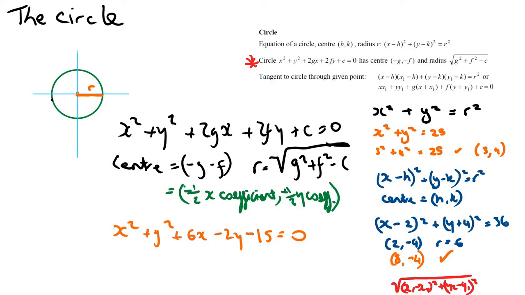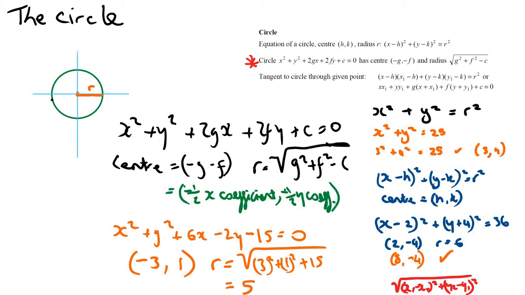Well, the center is going to be minus half the x coefficient, so the center here is going to be minus 3, minus half the y coefficient, which is 1, because minus half of 6 is minus 3, and minus half of 2 is just 1, and the radius is equal to root 3 squared plus 1 squared plus 15, which is root 25, which is just 5.